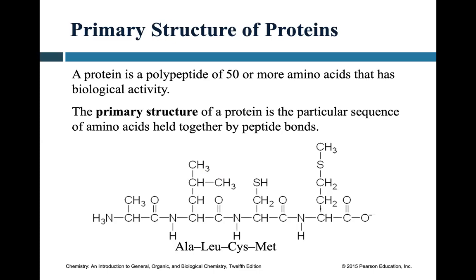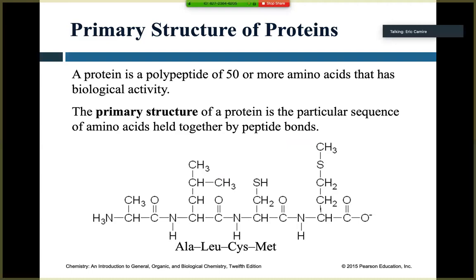It doesn't necessarily have to have biological activity, but if it's made by the body, you assume that it's going to have biological activity. And so the primary structure, and the way we usually write primary, and we've seen this a couple times now with alcohols and amides, you might see one with the degree sign means primary. So a protein is the particular sequence of amino acids held together by peptide bonds. It's just the sequence, the order that they appear, that's it.